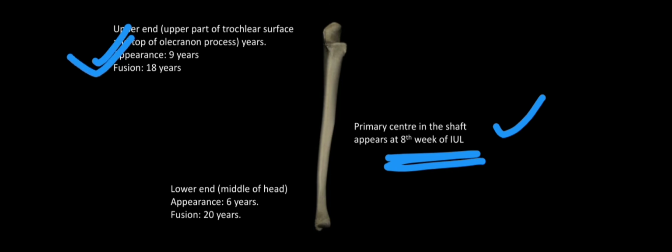Let's see the ossification of ulna. The ulna ossifies through a primary center that appears in the shaft around the 8th week of intrauterine life, same as that of radius, and it has two secondary centers, one at the upper end and one at the lower end. In the upper end, it is present in the upper part of the trochlear surface and the top of the olecranon process. The appearance is around the 9th year, and fusion with the shaft is around the 18th year. In the lower end, it is present in the middle of the head, appears around the 6th year and fuses with the shaft around the 20th year.